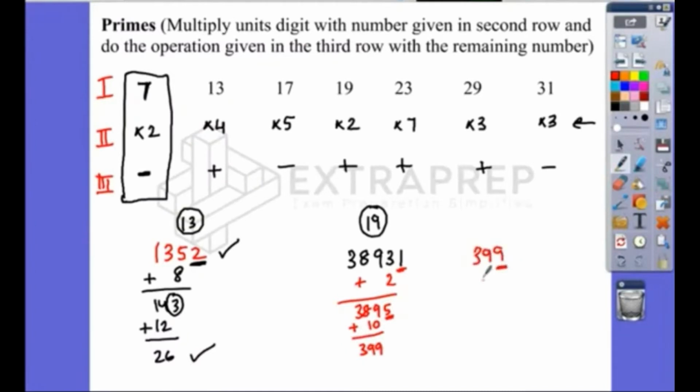399, the last digit is 9. Into 2 is 18. Add and you get 57. 57 is 19 threes, but still if you do not know that, repeat the process. 7 into 2 is 14. When you add, you get 19. So 19 is definitely divisible. So this is also divisible by 19.